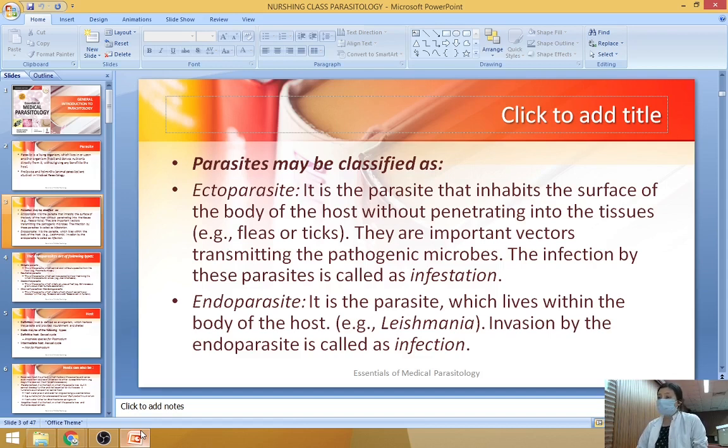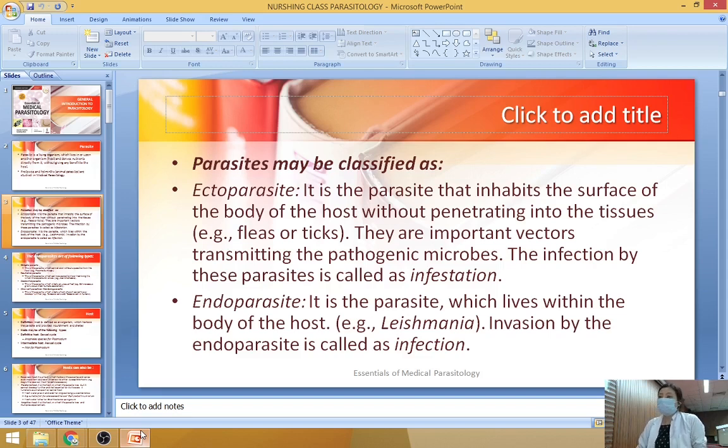There is the ectoparasite and the endoparasite. Ecto means outside and endo means inside. The definition of ectoparasite is very important. It is the parasite that inhabits the surface of the body of the host without penetrating into the tissue. Examples are the flea or ticks. They are important vectors transmitting pathogenic microbes. The infection by this parasite is called infestation.